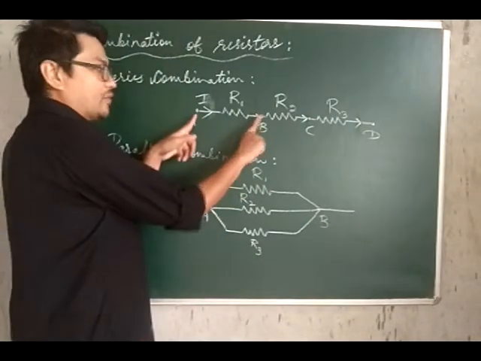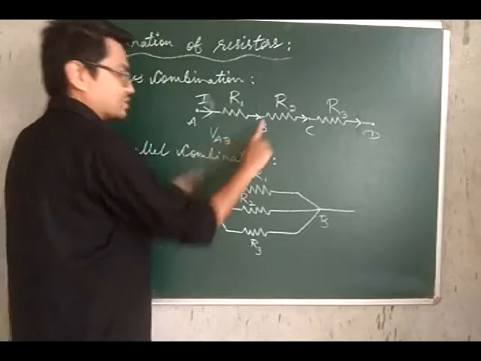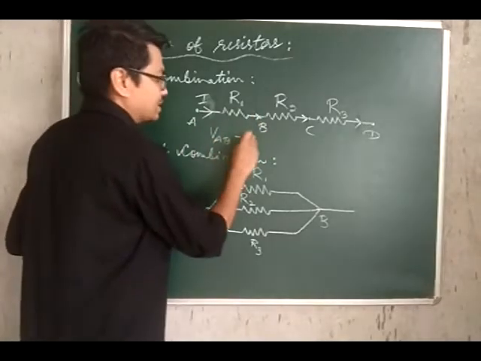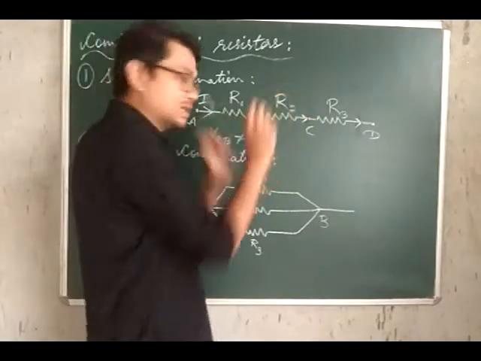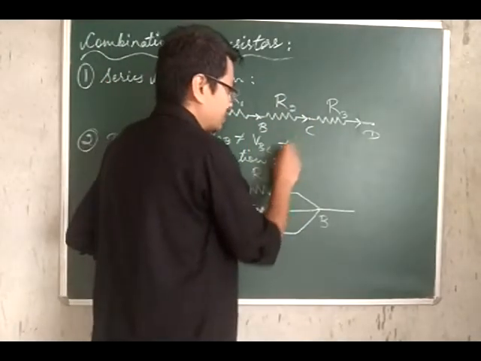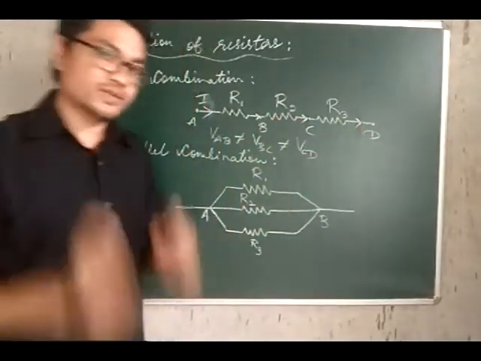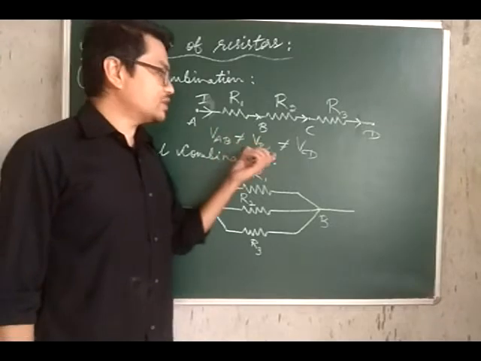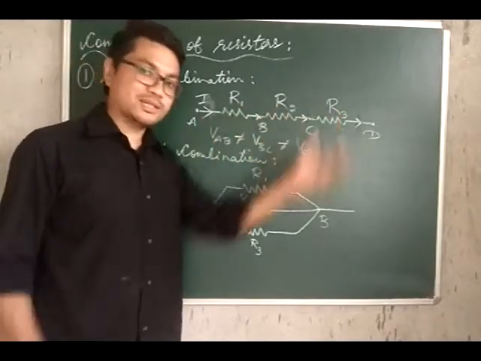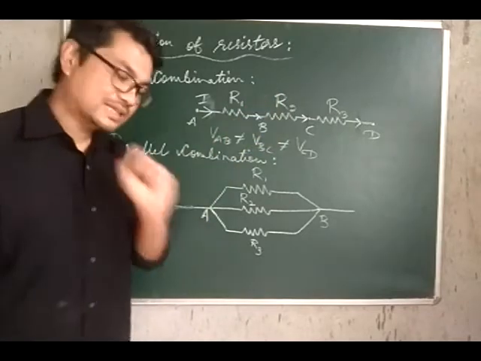So to say, if I say VAB is the potential difference across the first resistor, then VAB is not equal to VBC, that is the potential difference across the second resistor, and of course this is not equal to VCD, which is the potential difference across the third resistor. So in series combination, the potential difference across each of the resistors is different, whereas the current flowing through each of the resistors is the same.